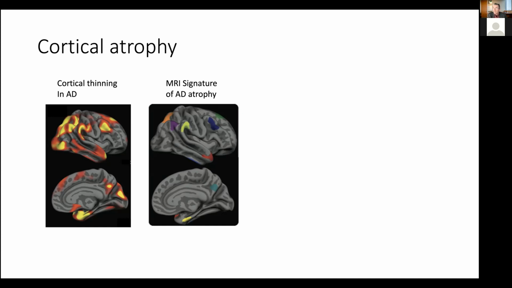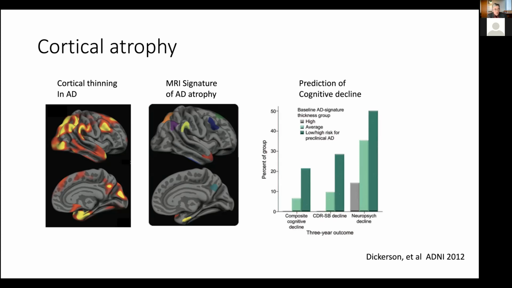It's a sort of composite region of interest that is sensitive to the Alzheimer process. And at the group level, you can use thinning in these MR signature regions, even in the preclinical epoch, to stratify participants in a study into those who are likely to cognitively decline and those who are not. And so that's illustrating the use of MRI structural imaging as a diagnostic and progression biomarker.